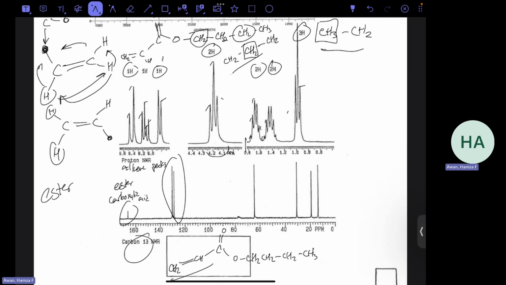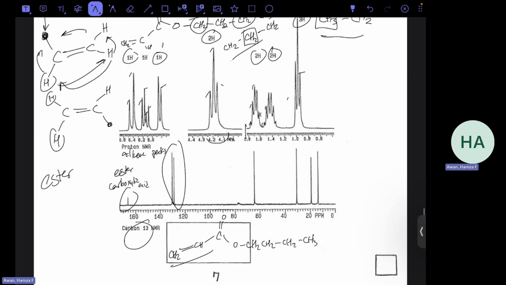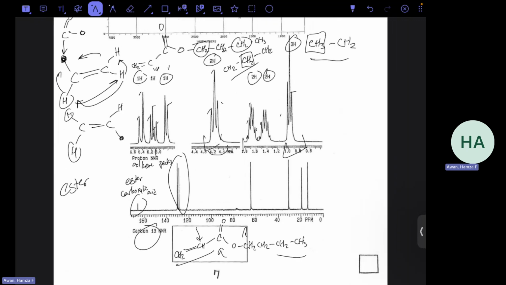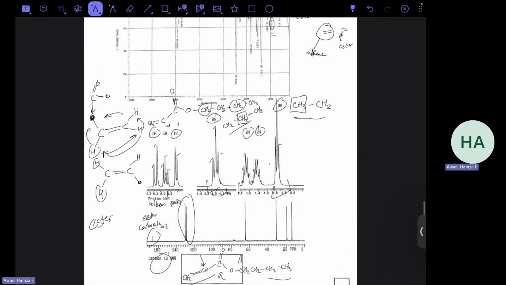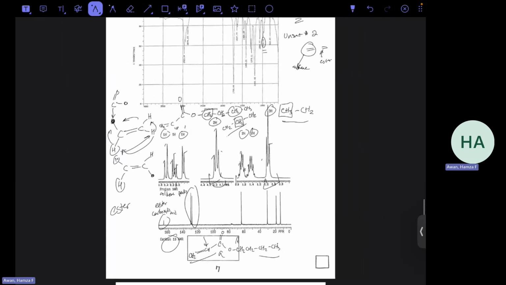Our CH3 is bonded to that CH2, and these are very far from the deshielding atoms right here. This is slightly deshielded on this side, which makes sense for over here. And then this over here, very deshielded CH2 that's bonded to the other CH2. So that is going to be our answer for the spectroscopy. Any questions on that at all?